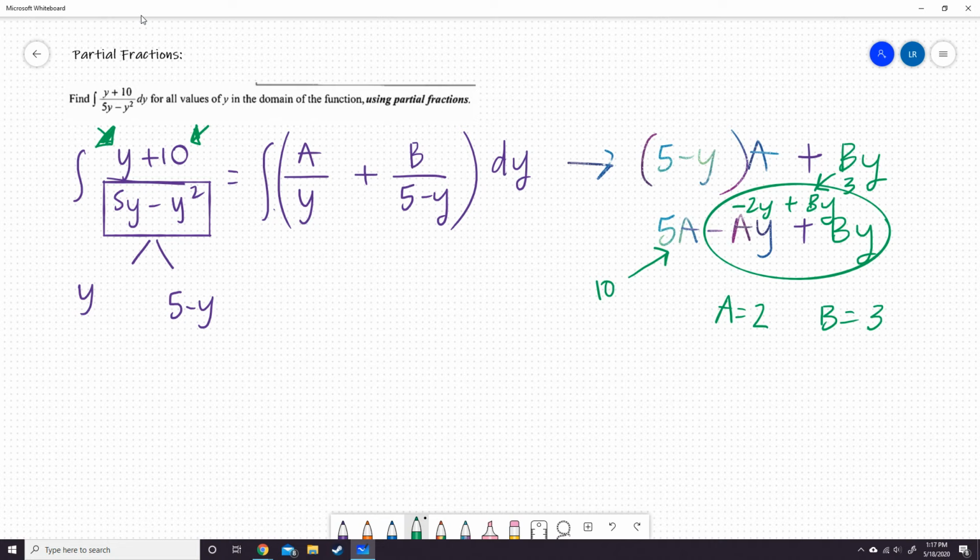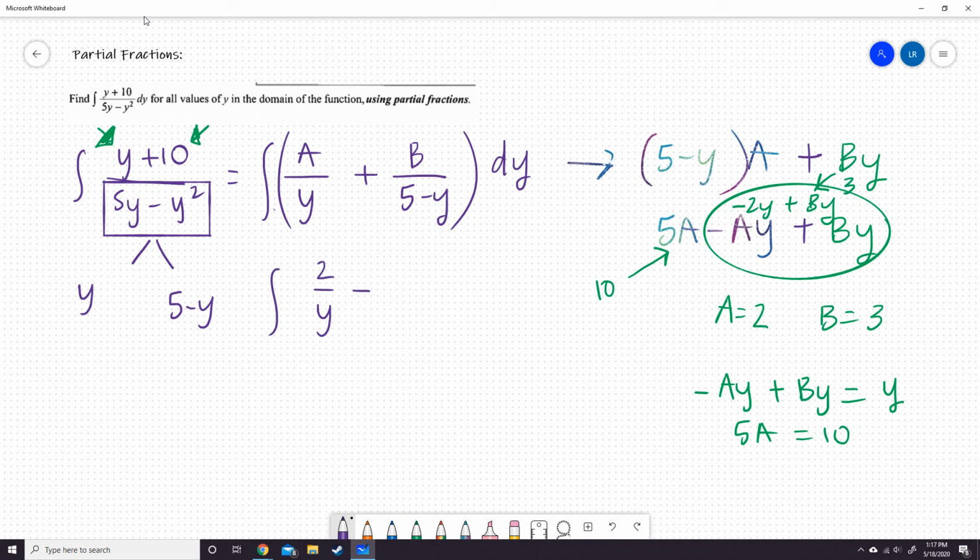And of course, there are other ways to do that. You could have set up a system of equations. You could have said -Ay + By equals y, and that being said, 5A has to equal 10. You could have set it up that way, and then you could figure out what A and B are. I did it a little bit more intuitively, and so doing it intuitively, I was able to figure out that A was 2. Now we're ready to integrate.